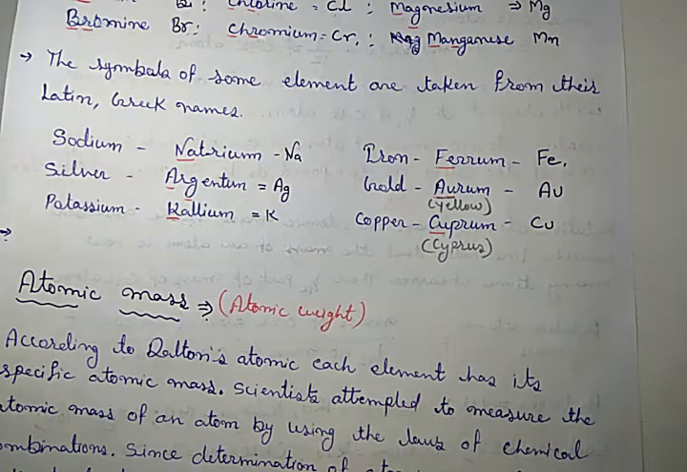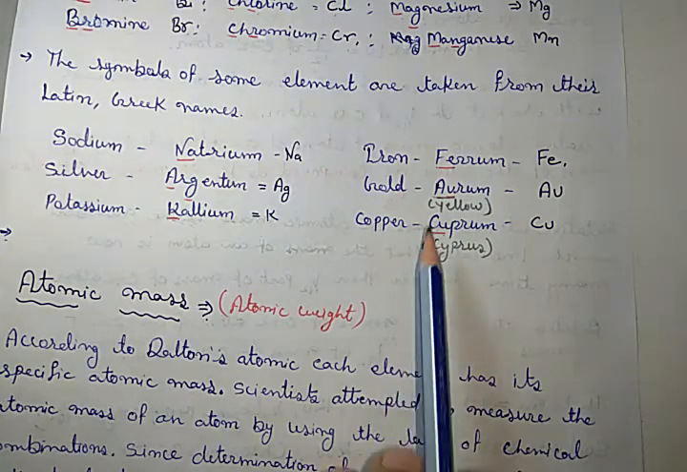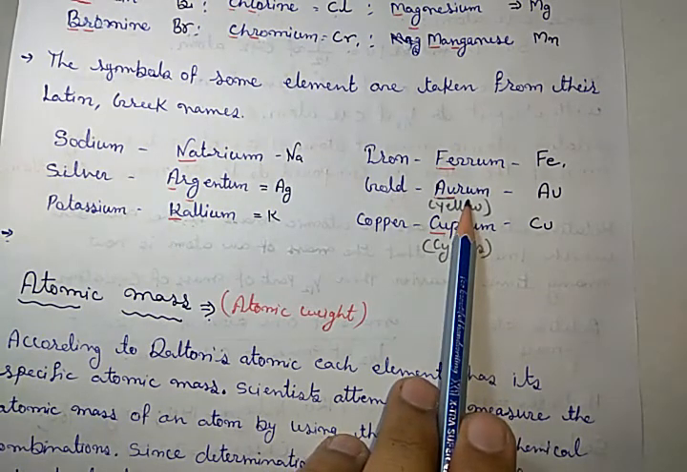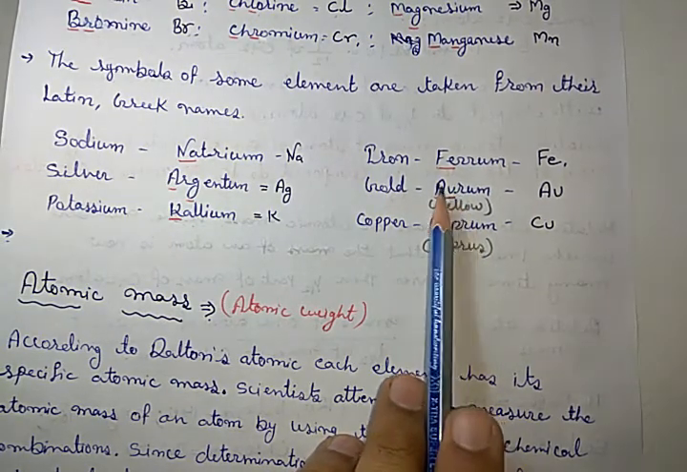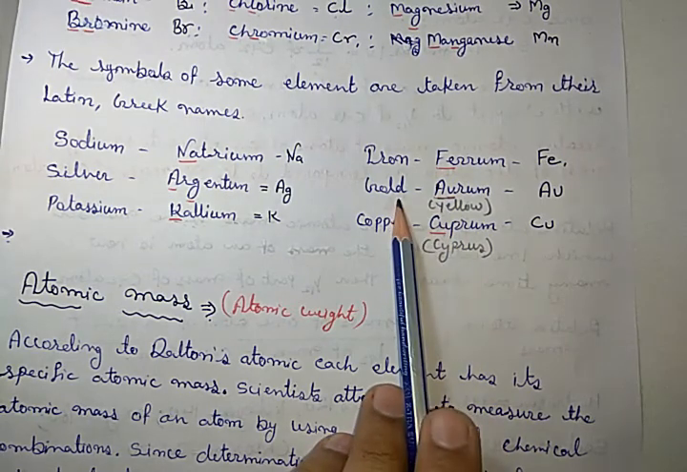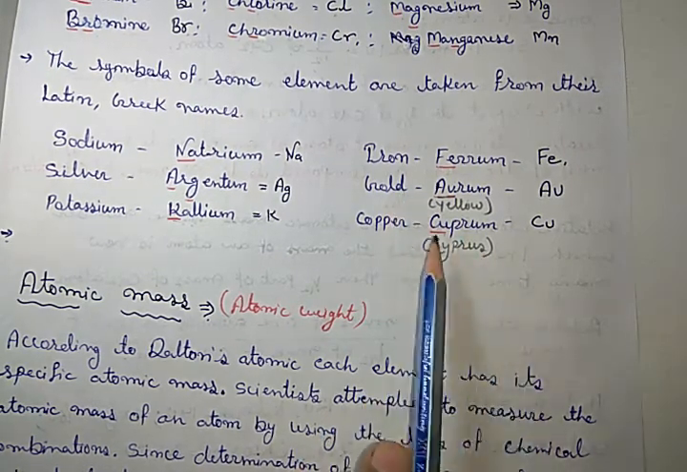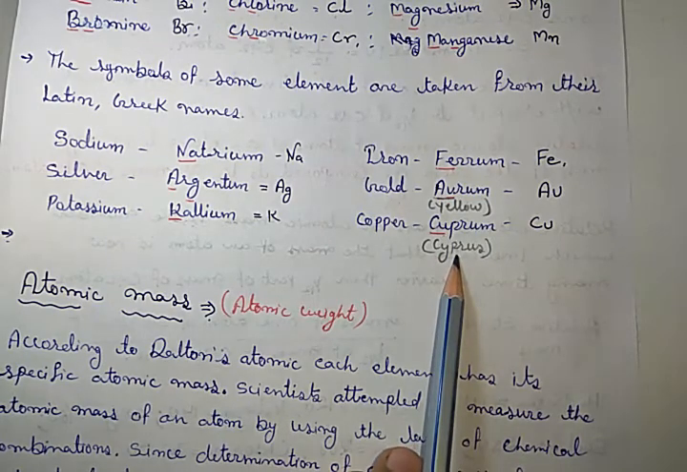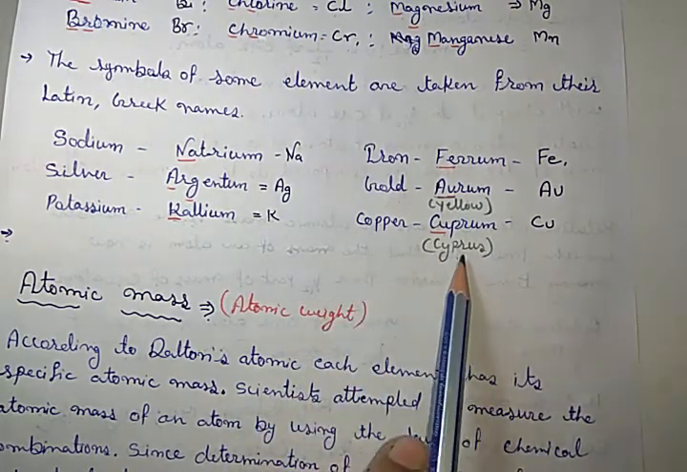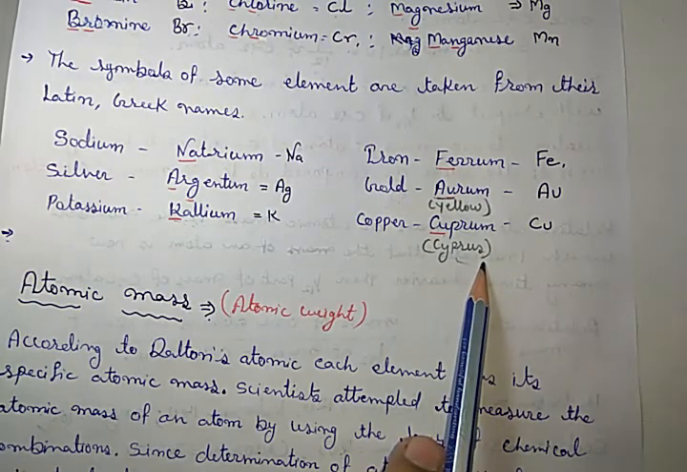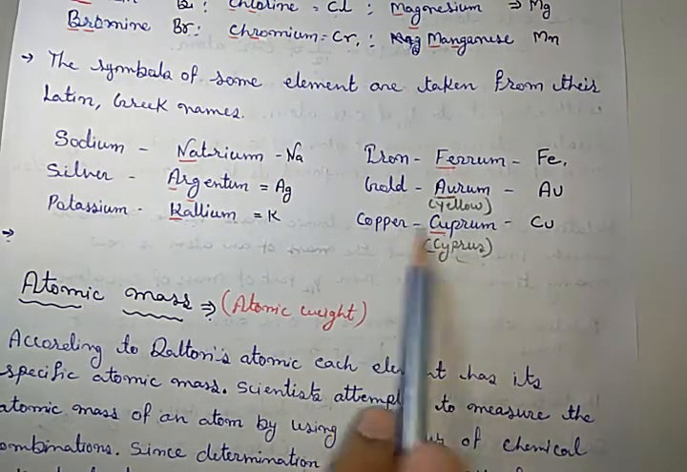In this concept, one more point is included: the names and symbols of elements were also derived from their properties or from the place where they were discovered. For example, gold is named aurum because aurum means yellow, and you know that gold is yellow. And copper was first found in Cyprus, that's why its name becomes that.